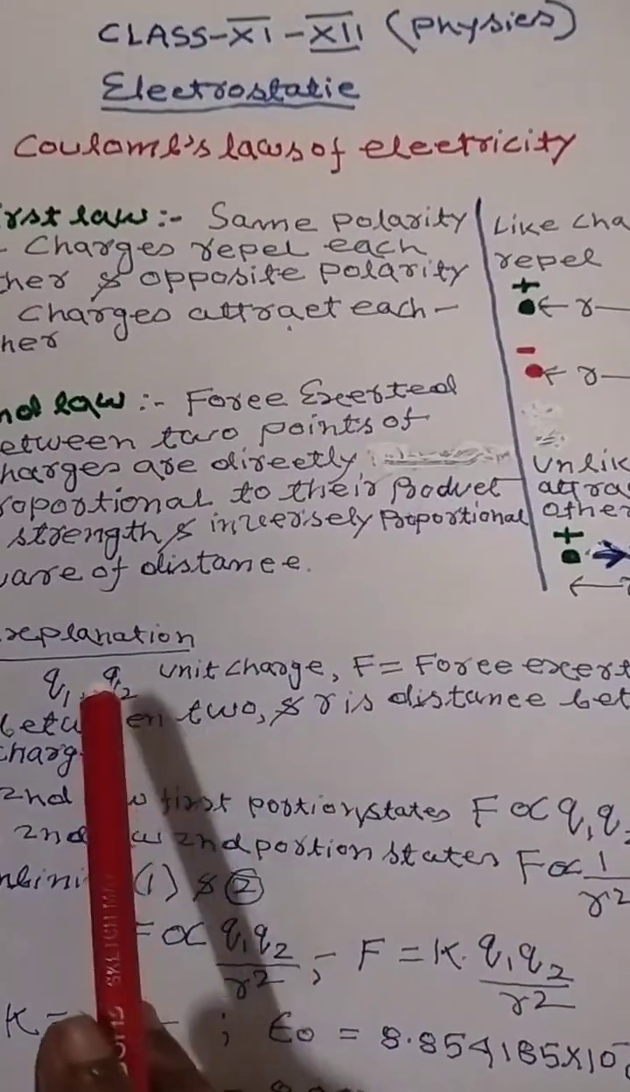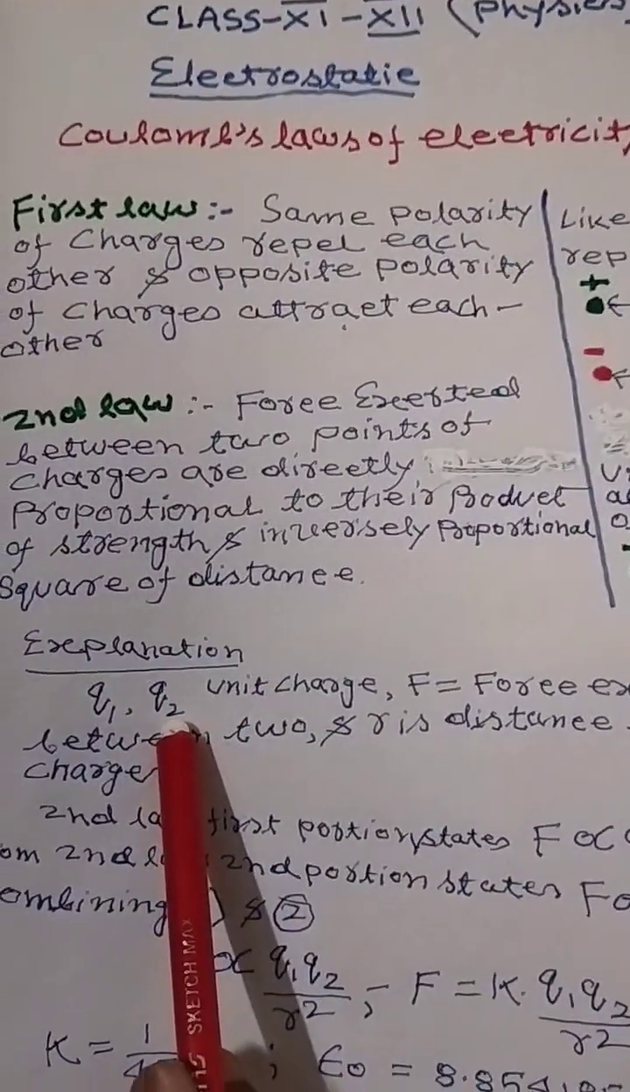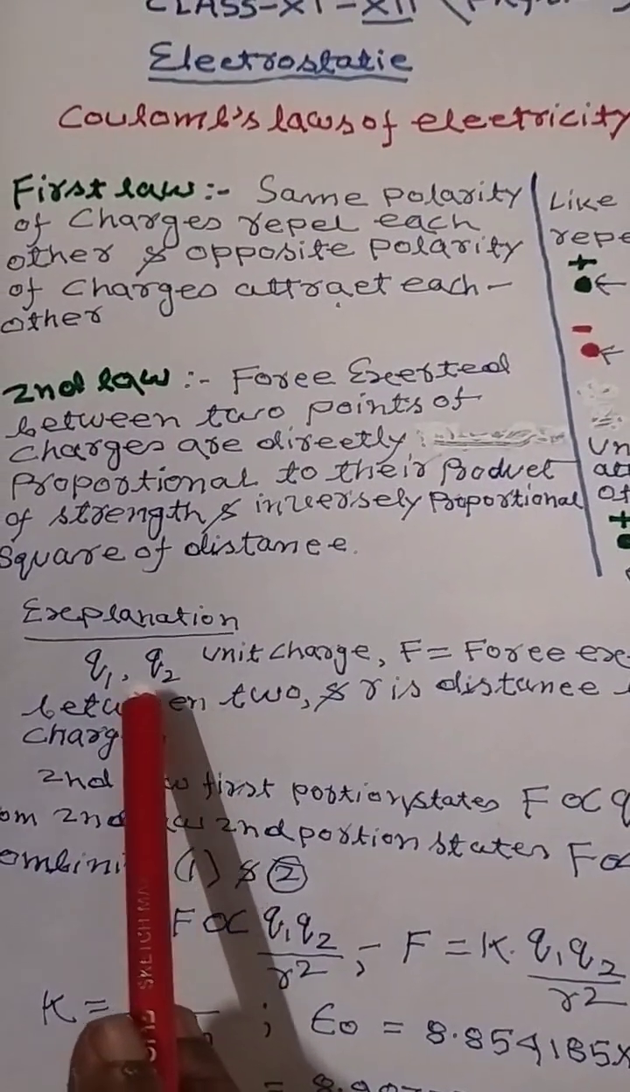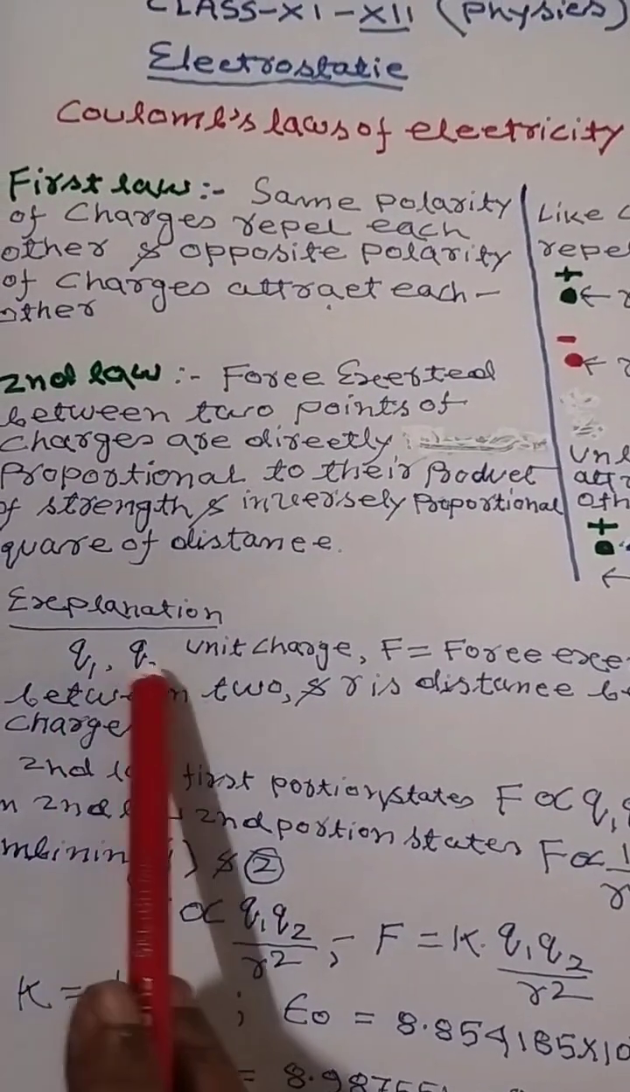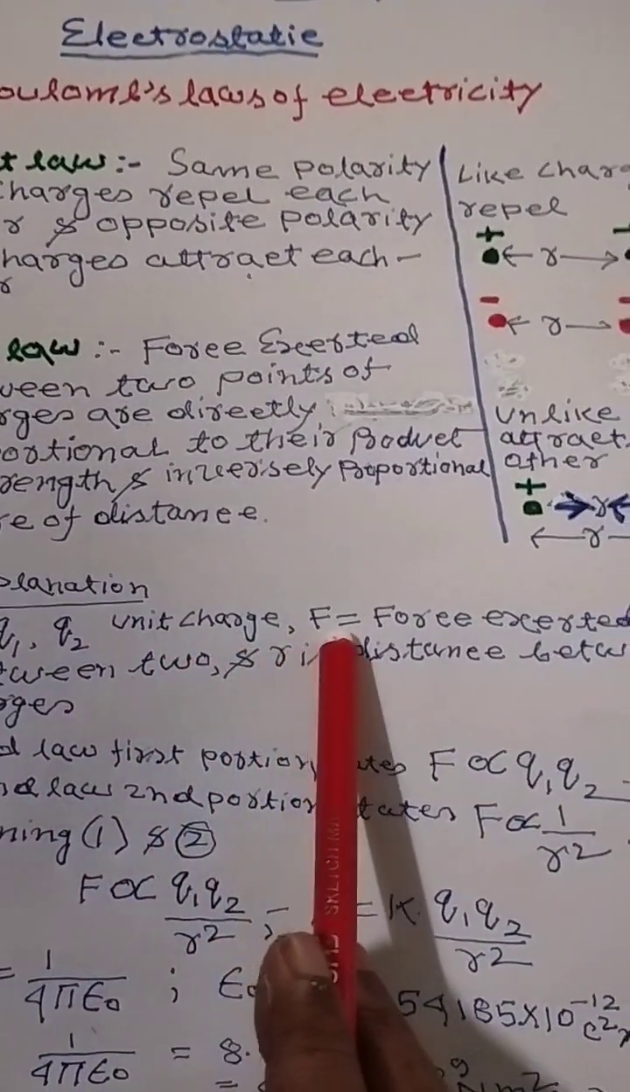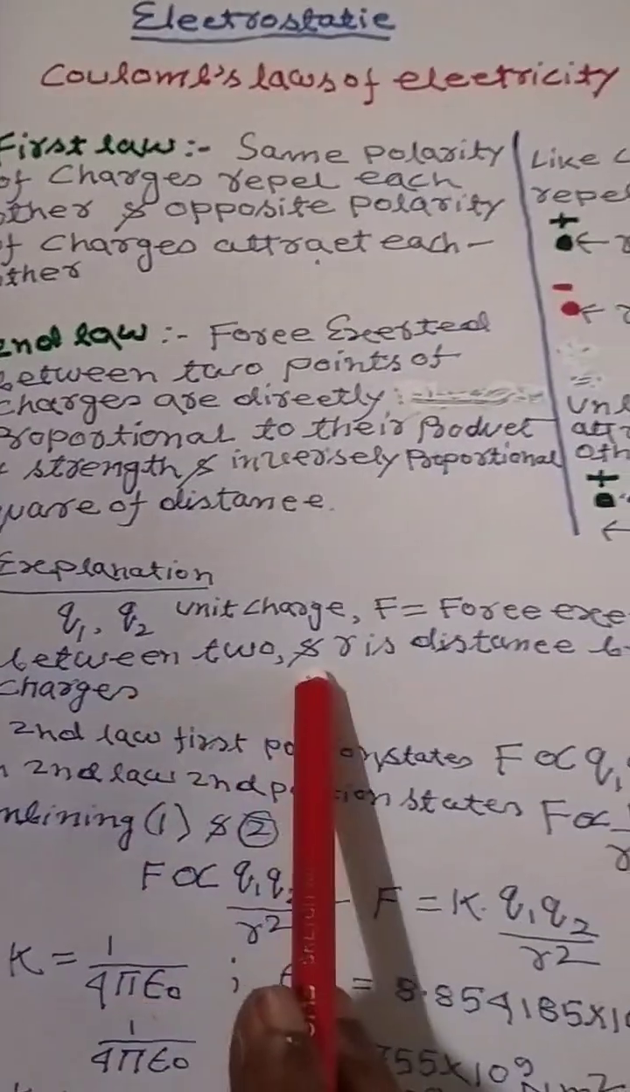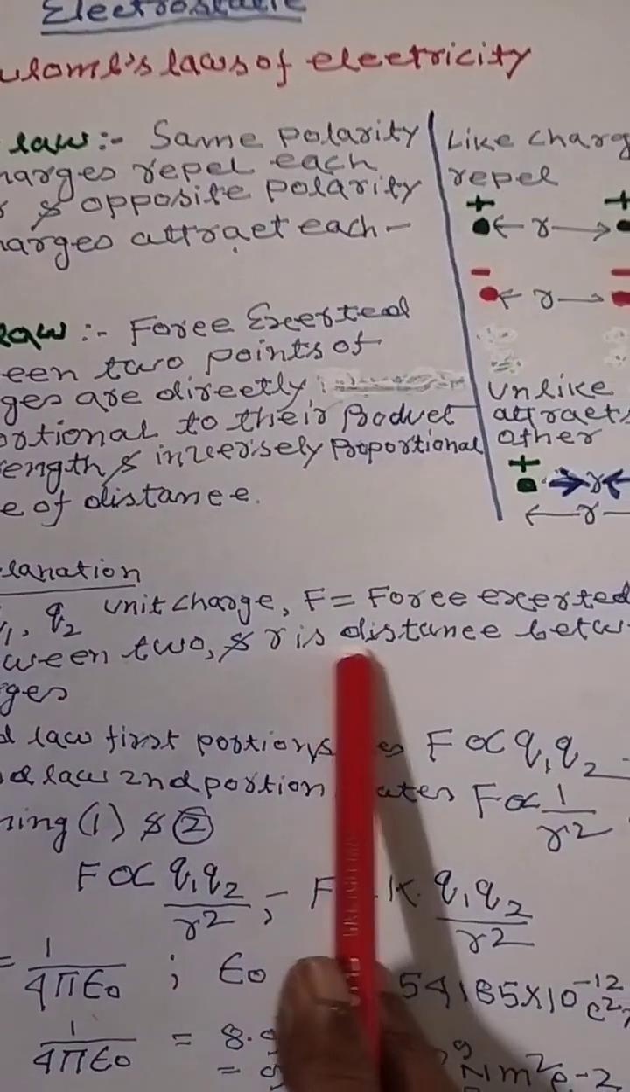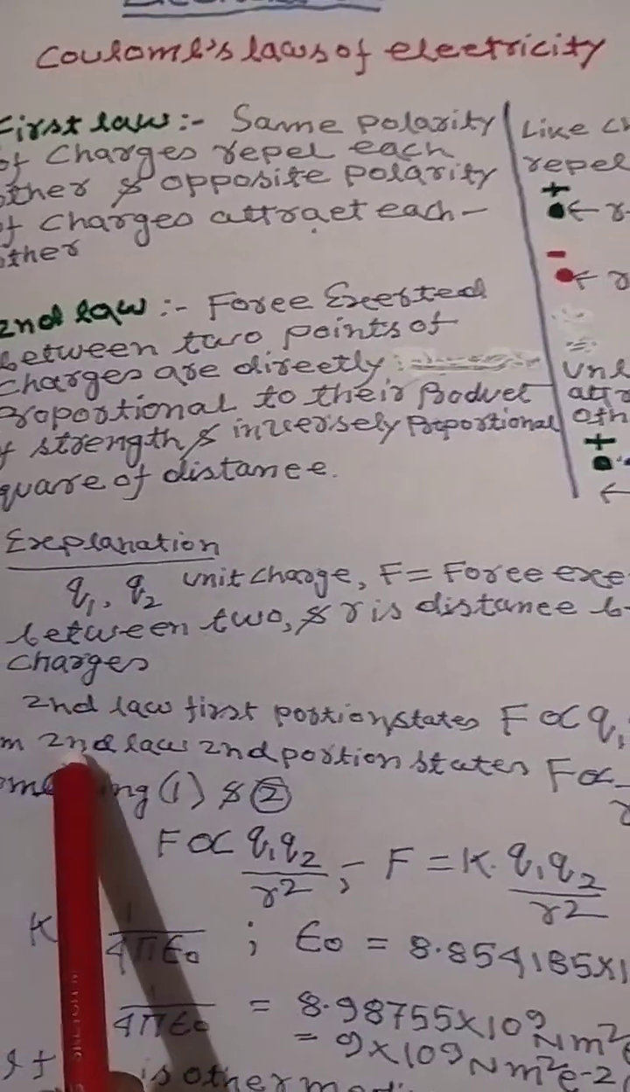Now, the explanation is given. Let Q1 and Q2 be the charges, F is the force exerted between the two, and R is the distance between the two charges.